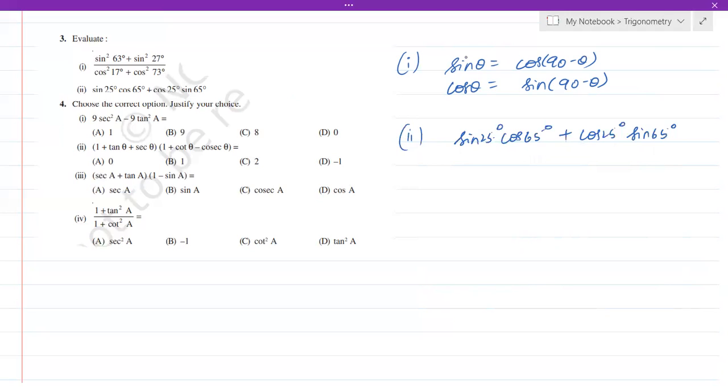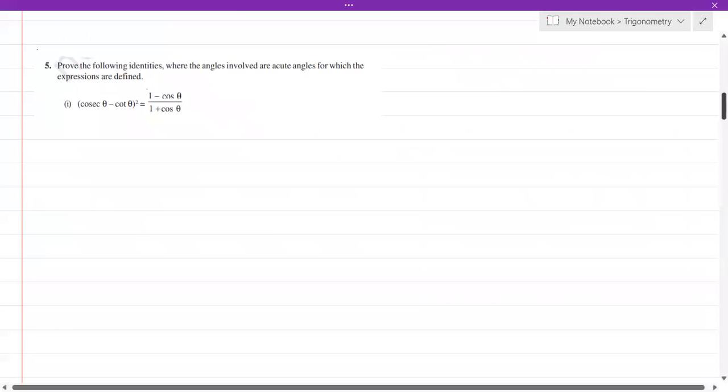So what I'll do is, sine 25, I'll keep it as it is. I'll change this cos. So cos theta can be written as what? Sine of 90 minus theta. Plus, here, observe, this will become sine square. I'm sorry. Let's keep cos as it is. Let's change this sine 65. Sine theta can be written as what? Cos of 90 minus theta.